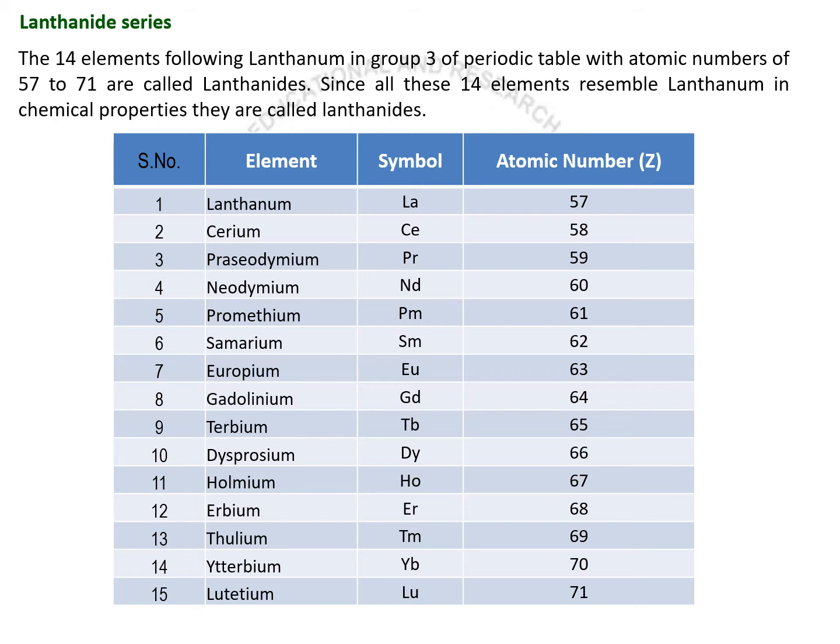The lanthanide series starts from lanthanum, the symbol is La and the atomic number is 57. The following elements of the lanthanide series are cerium, praseodymium, neodymium, promethium, samarium, europium, gadolinium, terbium, dysprosium, holmium, erbium, thulium, ytterbium, lutetium.